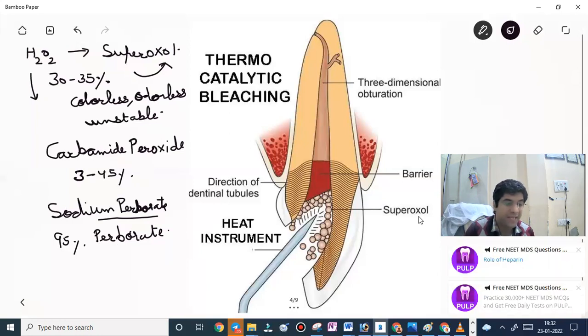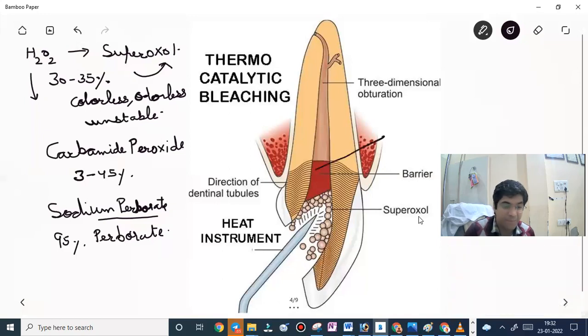So when the discoloration is from within the pulp chamber, that is from the necrotic pulp or from staining agents that are present in the pulp chamber, here the bleaching treatment needs to take place within the pulp chamber.